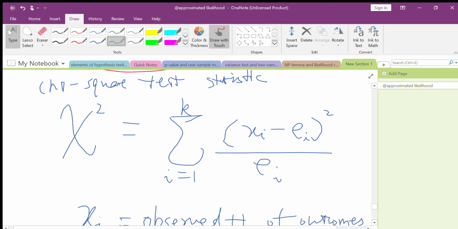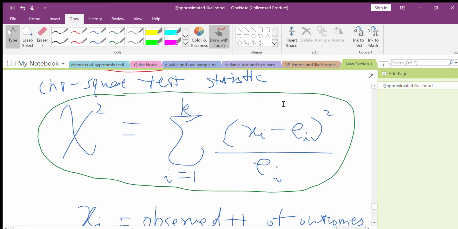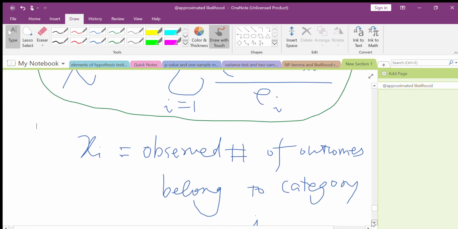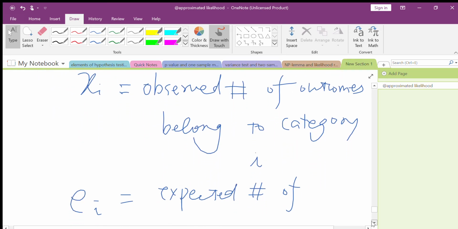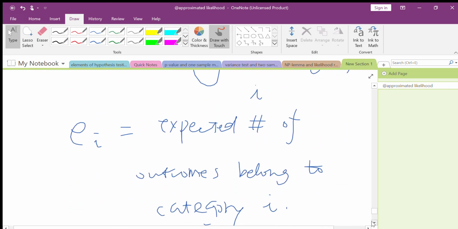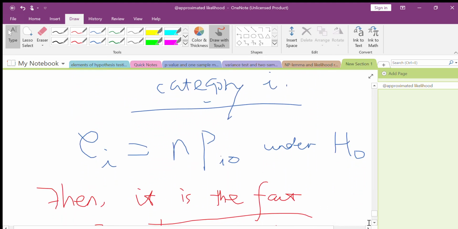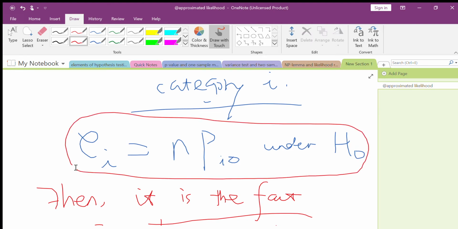So the chi-square test statistic is defined as the following: the summation from i equals 1 to k of (xi minus ei) squared divided by ei. Here xi is the observed number of outcomes belonging to category i, and ei is the expected number of outcomes belonging to category i. So what is ei? Ei is actually n times pi0 under H0.